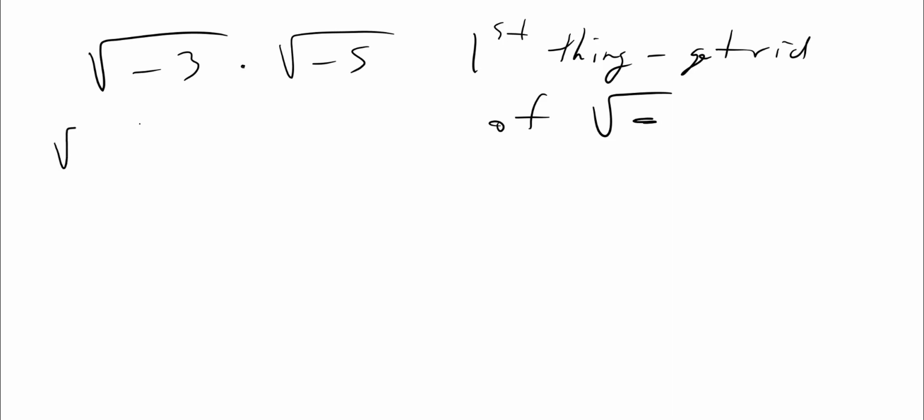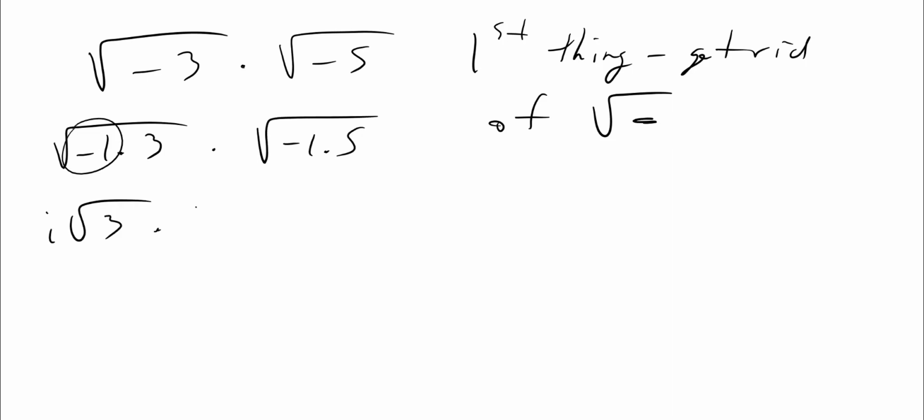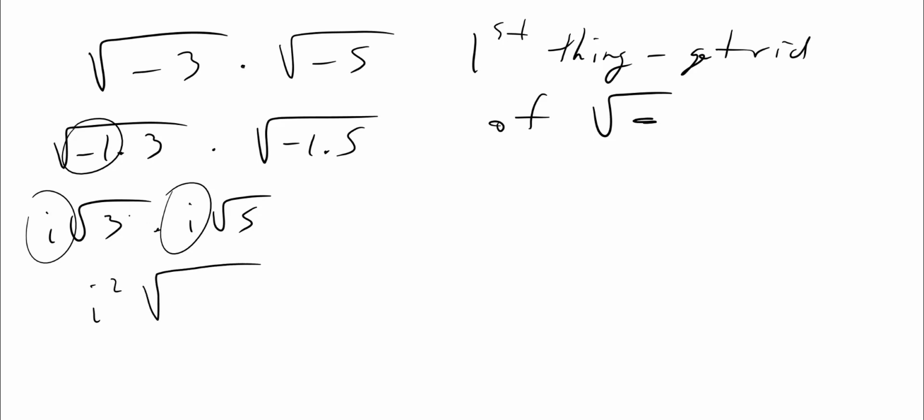So what's going to happen is, if you want to write this out, it's -1 times 3, and this one is -1 times 5. So I'm going to pull the -1 out, and I'm going to get an i, and I'm going to pull a -1 out of here. I get i and then root 5. Okay, now I multiply together. So i times i is i squared. And I can't do anything with the 3 and the 5, so it's root 15.